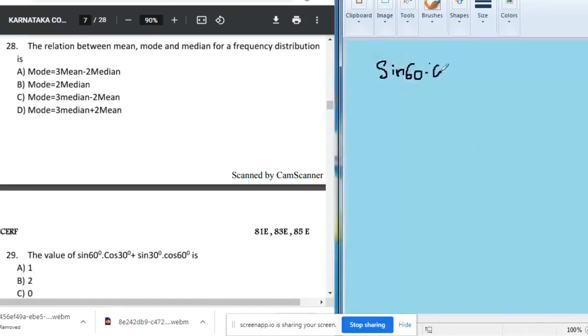Sine 60 cos 30 plus sine 30 and cos 60. So we are going to replace the values of sine 60. Sine 60 value is root 3 by 2 and cos 30 value is also root 3 by 2.